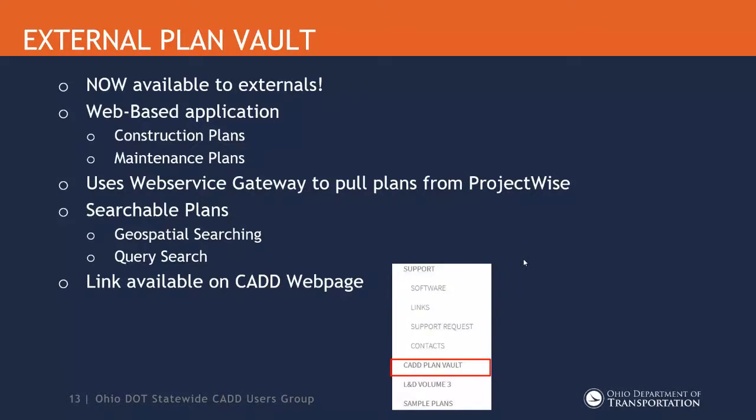This video is going to go over how to use the CAD Plan Vault. The CAD Plan Vault is a web-based application that's available to internal and external users of ODOT. And it's a quick and easy way for you to find construction plans that ODOT has worked on in the past. So getting started, an easy way to find a construction plan is in the top left.